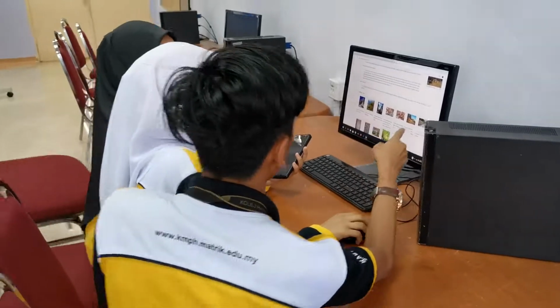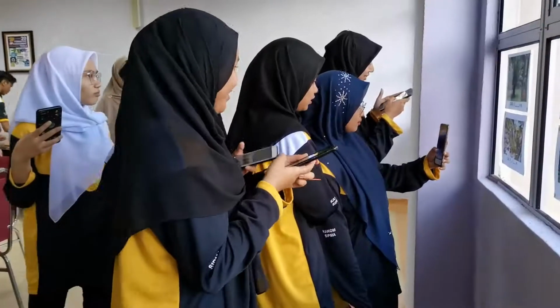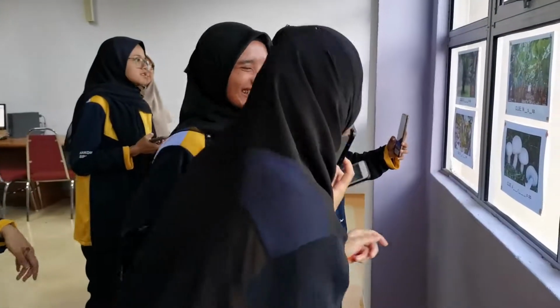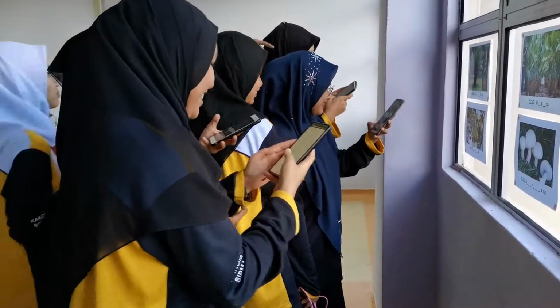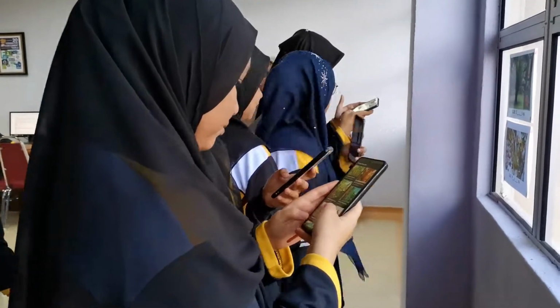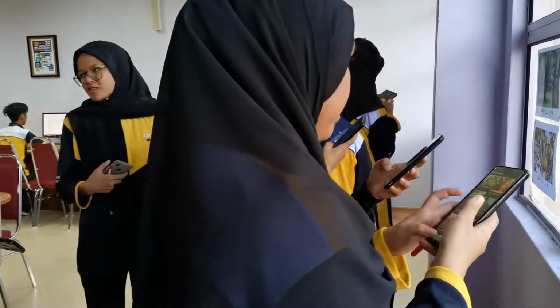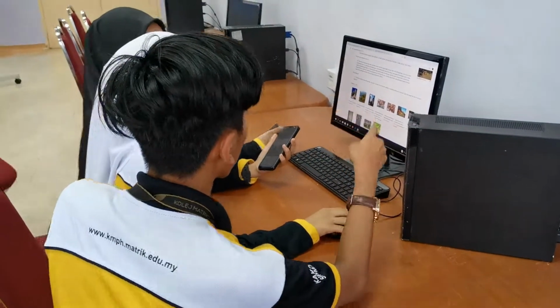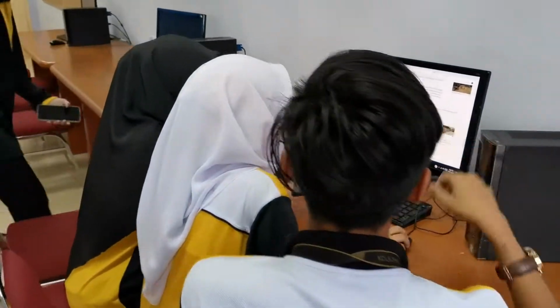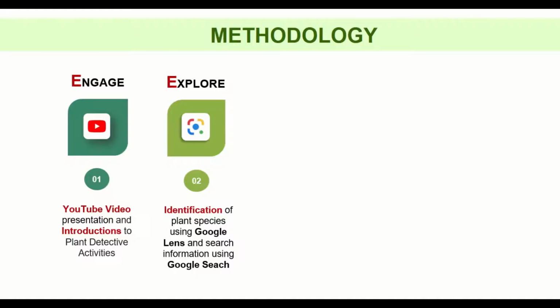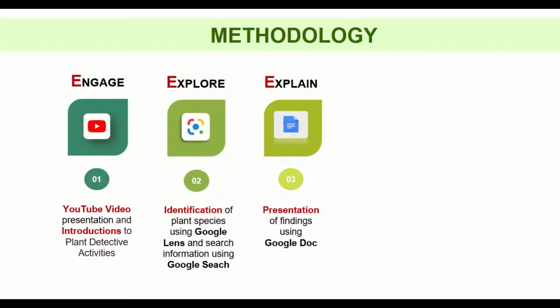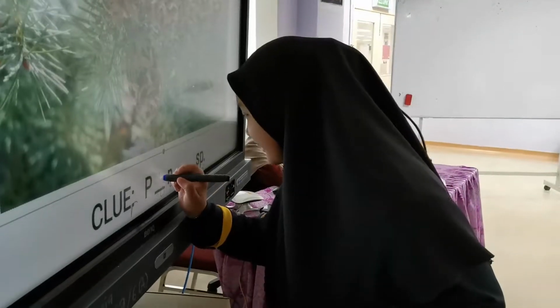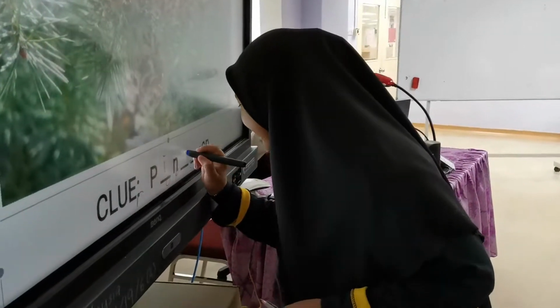By using Google Search afterwards, students classify the plant species based on their hierarchical classification, unique characteristic, and also its importance in daily life. Finally, students recorded the findings using Google Doc and saved it in Google Drive. In the Explain session, each group presented their findings using Google Doc to the rest of the class.